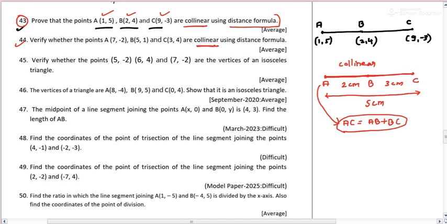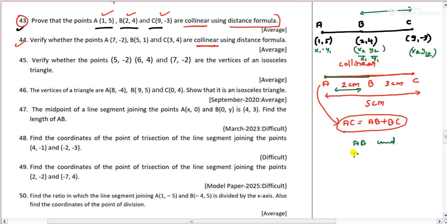So AB you need to find. AB you can find using distance formula. Here, take this as x1, y1, this as x2, y2. If you use distance formula, you will get AB, right? You will get some value. Now similarly, you can find BC. You can take this as x1, y1, and this as x2, y2. It is up to you. Either way is not a problem. So you'll get BC, right?